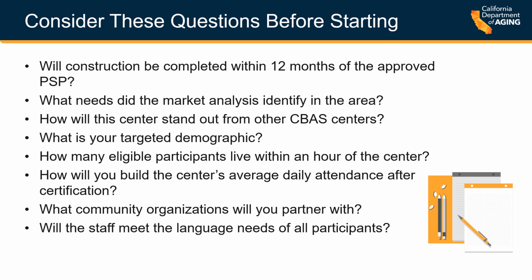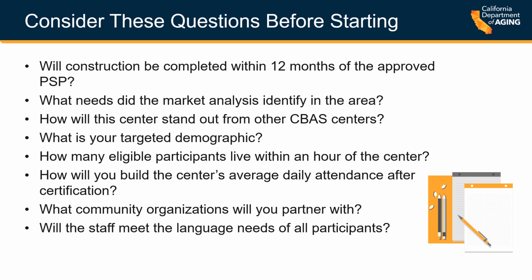You should consider these questions prior to starting the CBAS application process. Will construction be complete within 12 months of the approval letter for your PSP? If you are still in the process of securing a location, you should wait to see if that future location will meet the space requirements or require construction or not. This is one of the greatest delays in the application process.